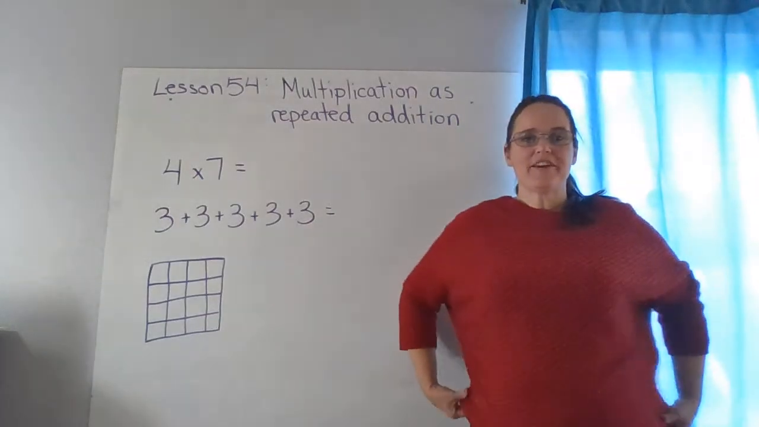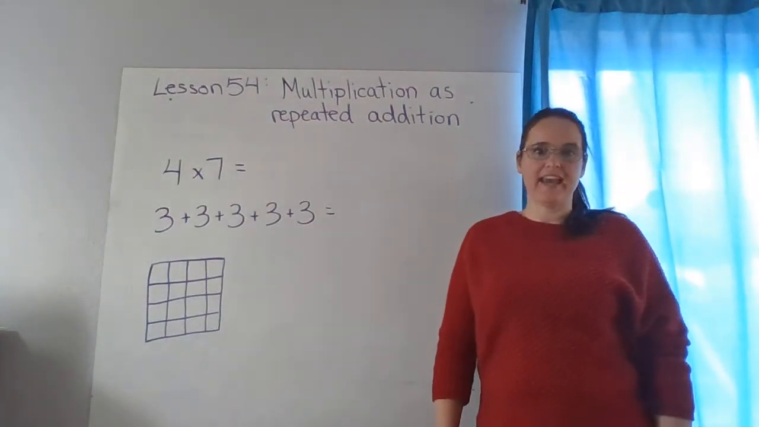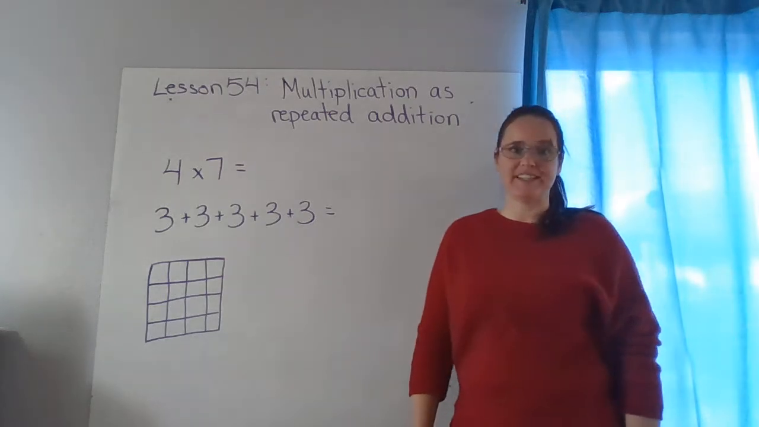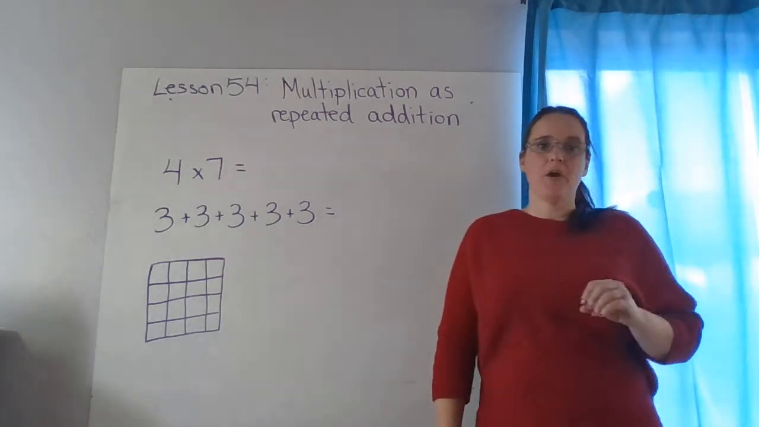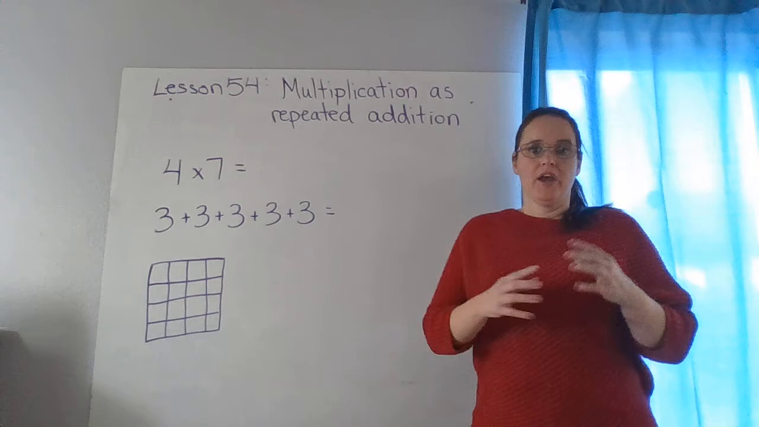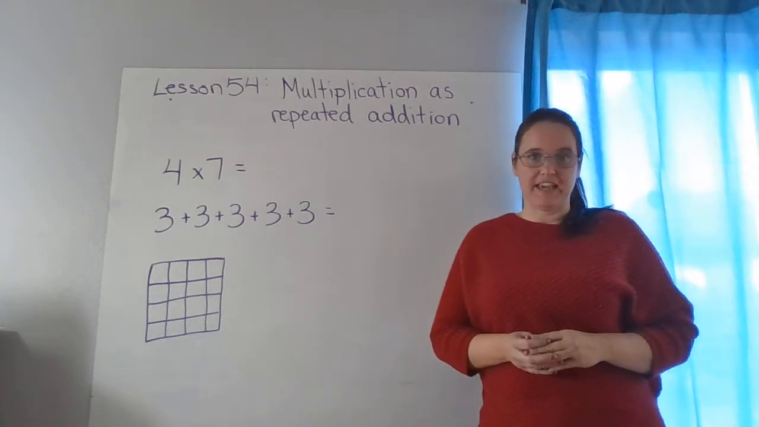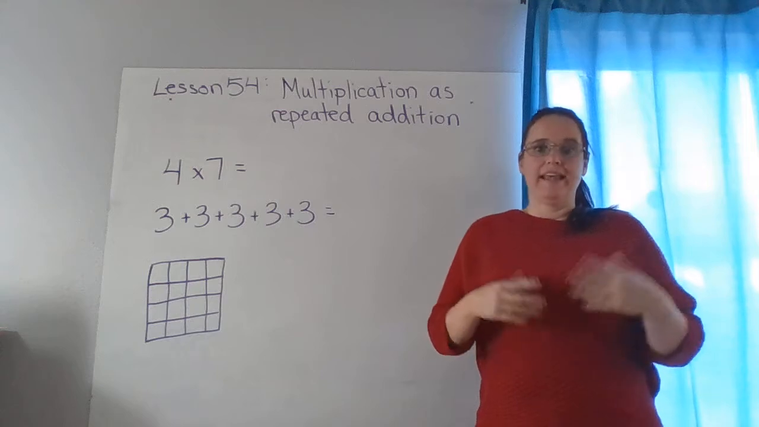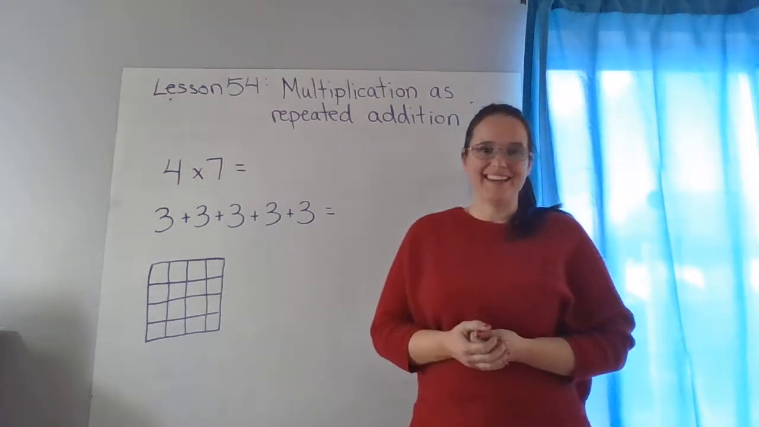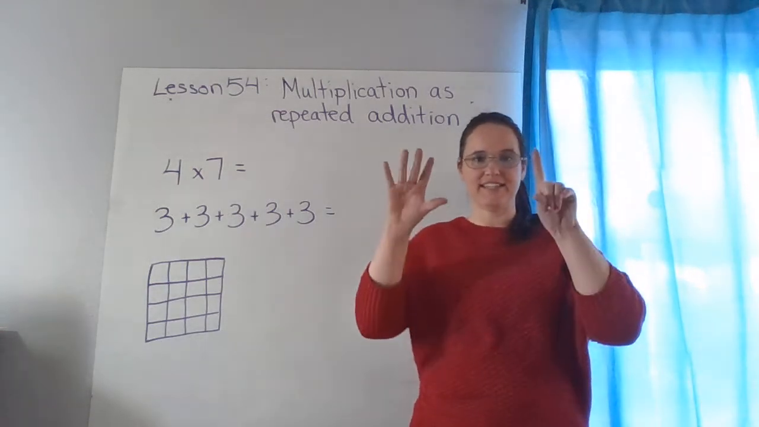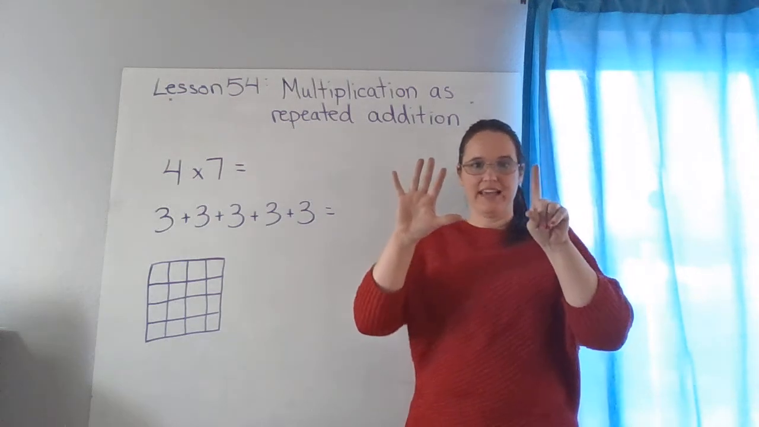Boys and girls, today we are in Saxon Math Book 3 and we're doing lesson 54, which is the very first time we are going to talk about repeated addition and how that relates to multiplication. So let's pretend we're counting nickels. Let's say I have 6 nickels and I'm going to count them.